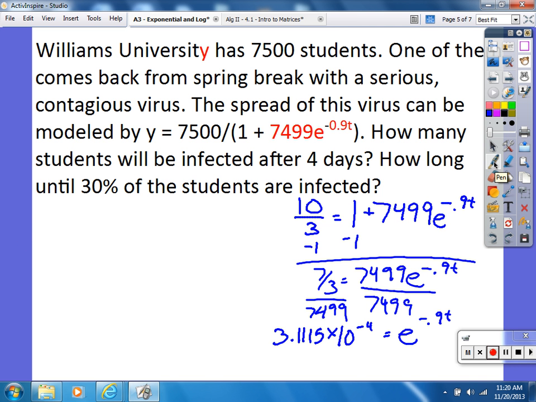Now got e by itself. Change it to natural log. So it'll be natural log base e of 3.1115 times 10 to the negative 4, although you're not going to have to actually write that down or type that ever again, equals negative 0.9t, right?